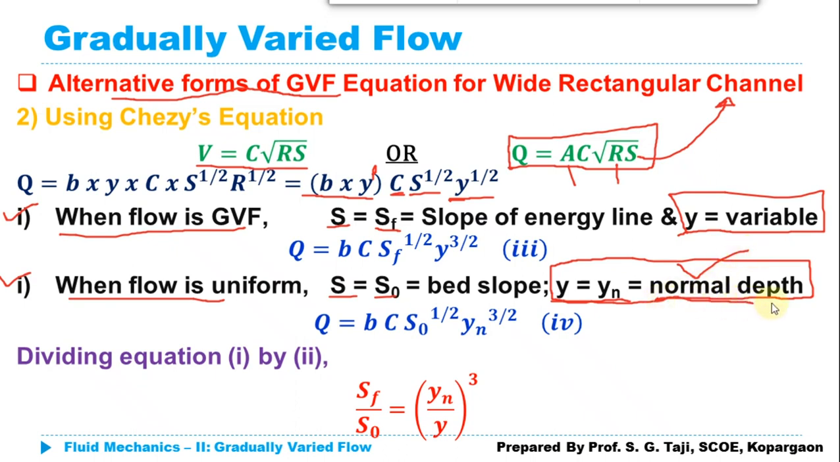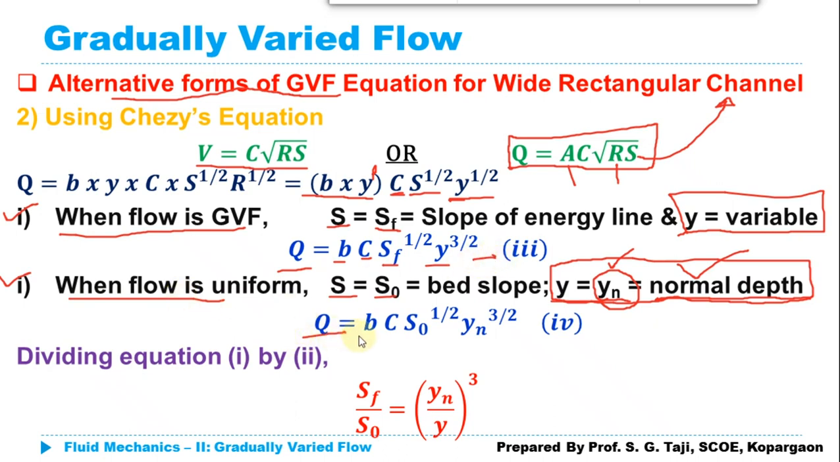So whenever we are talking about Yn, that means it is normal depth and it is going to remain constant. So it will be a condition of uniform flow. Now after putting S is equal to S of F, what equation are we getting here? Q is equal to B multiplied by C multiplied by S of F raised to 1 by 2 multiplied by Y raised to 3 by 2. Just simply give it the equation number 3.